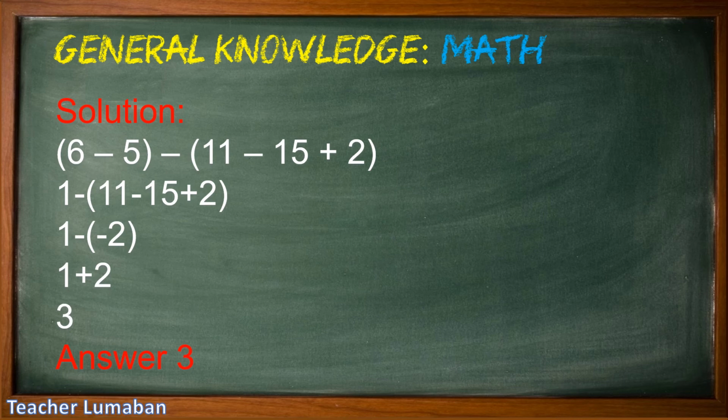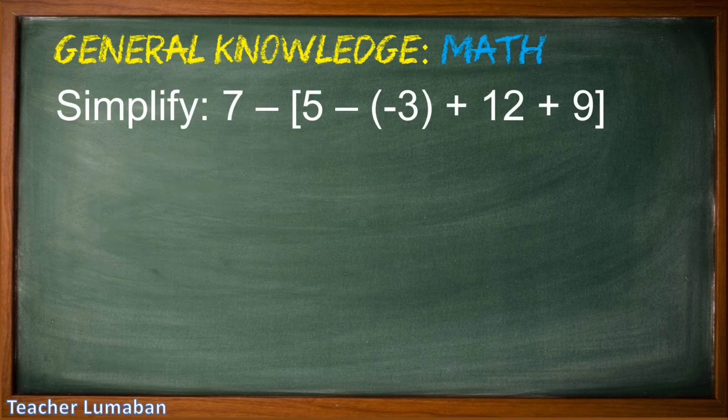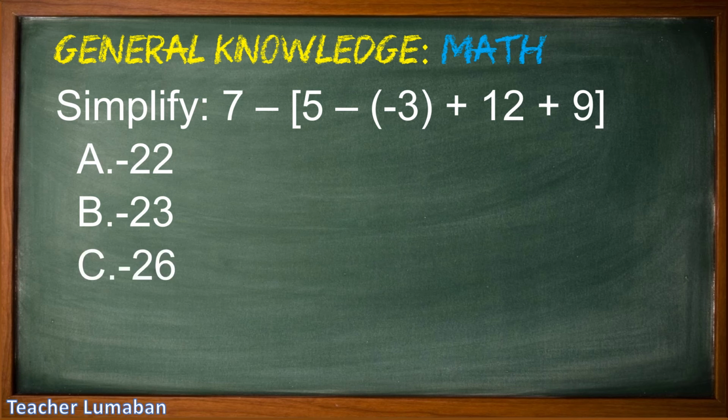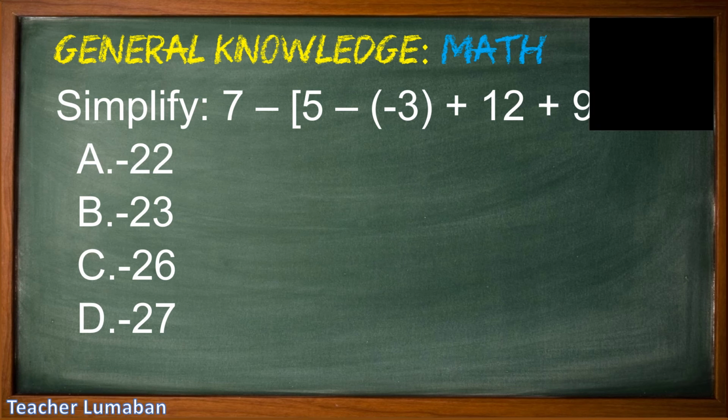Simplify, 7 minus 5 minus, -3, +12 +9. Letter A -22. Letter B -23. Letter C -26. Letter D -27. Please choose the suitable answer to the following choices in 5 seconds.